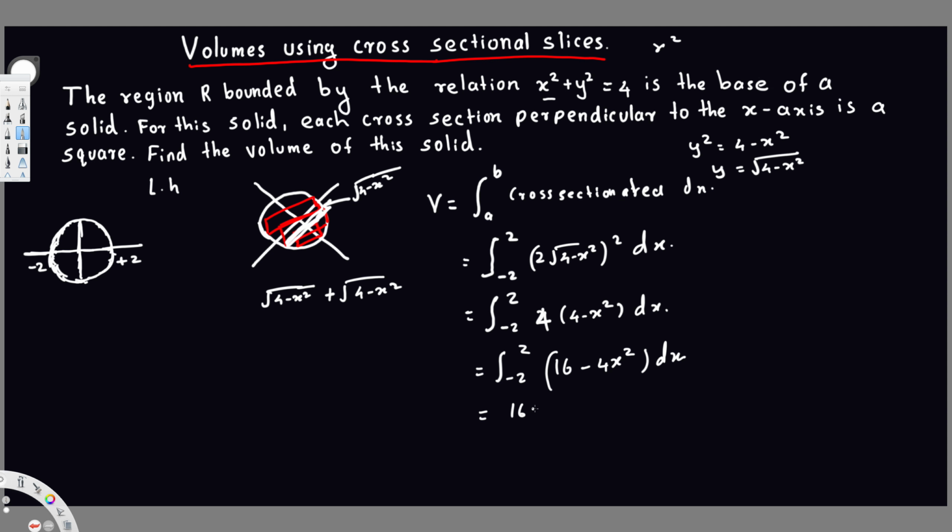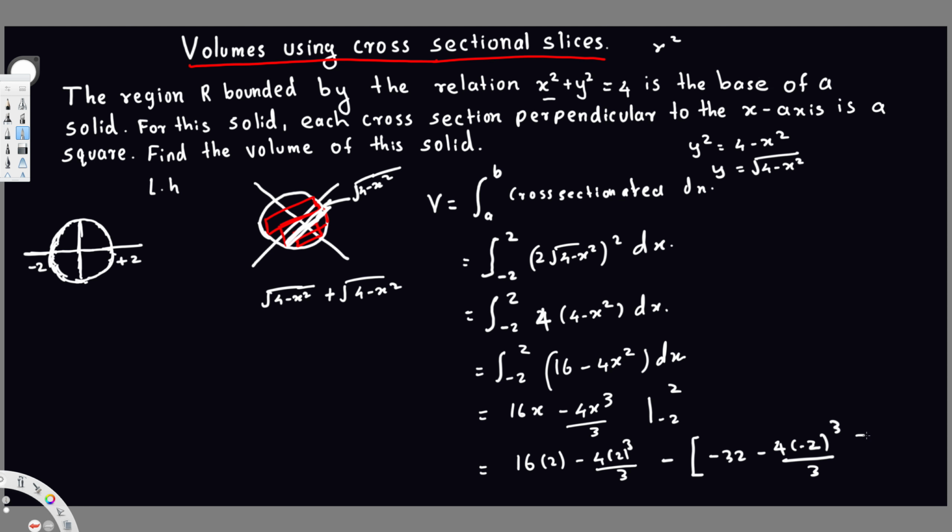This is going to be 16x minus 4x cubed divided by 3, going from negative 2 to 2. If I substitute plus 2, this is going to give us 16 times 2 minus 4 times 2 cubed divided by 3, minus 16 times negative 2, which is negative 32, minus 4 times negative 2 cubed divided by 3. So that's what we have.